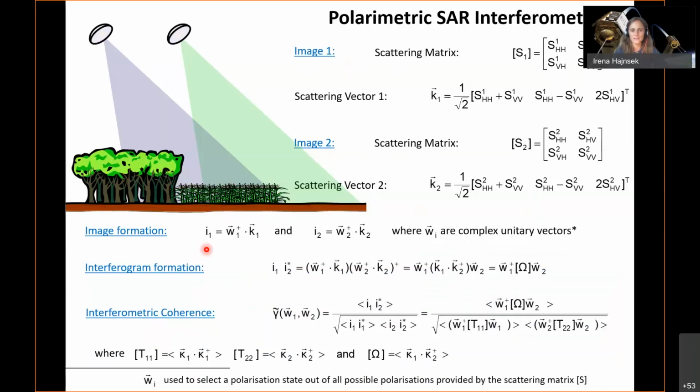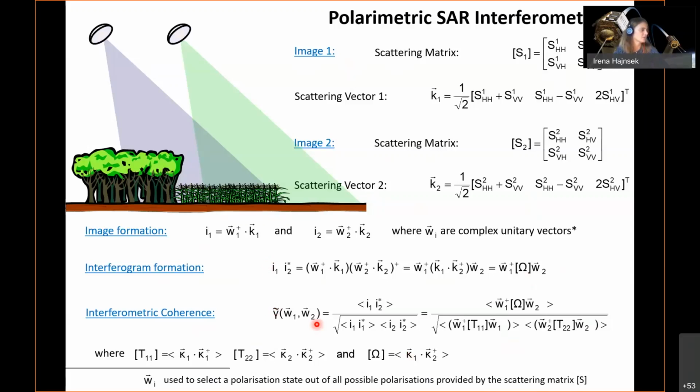And as I was saying, for building up the interferogram we would use in principle the same formation as for a normal interferogram formation, where I have a complex conjugate operation, where both again are a function of W and K. If you do this formation, what comes out in principle is this omega scattering matrix, which you can see is provided by the scattering vectors, the first one and the second one. So that's in principle the main part of this image formation.